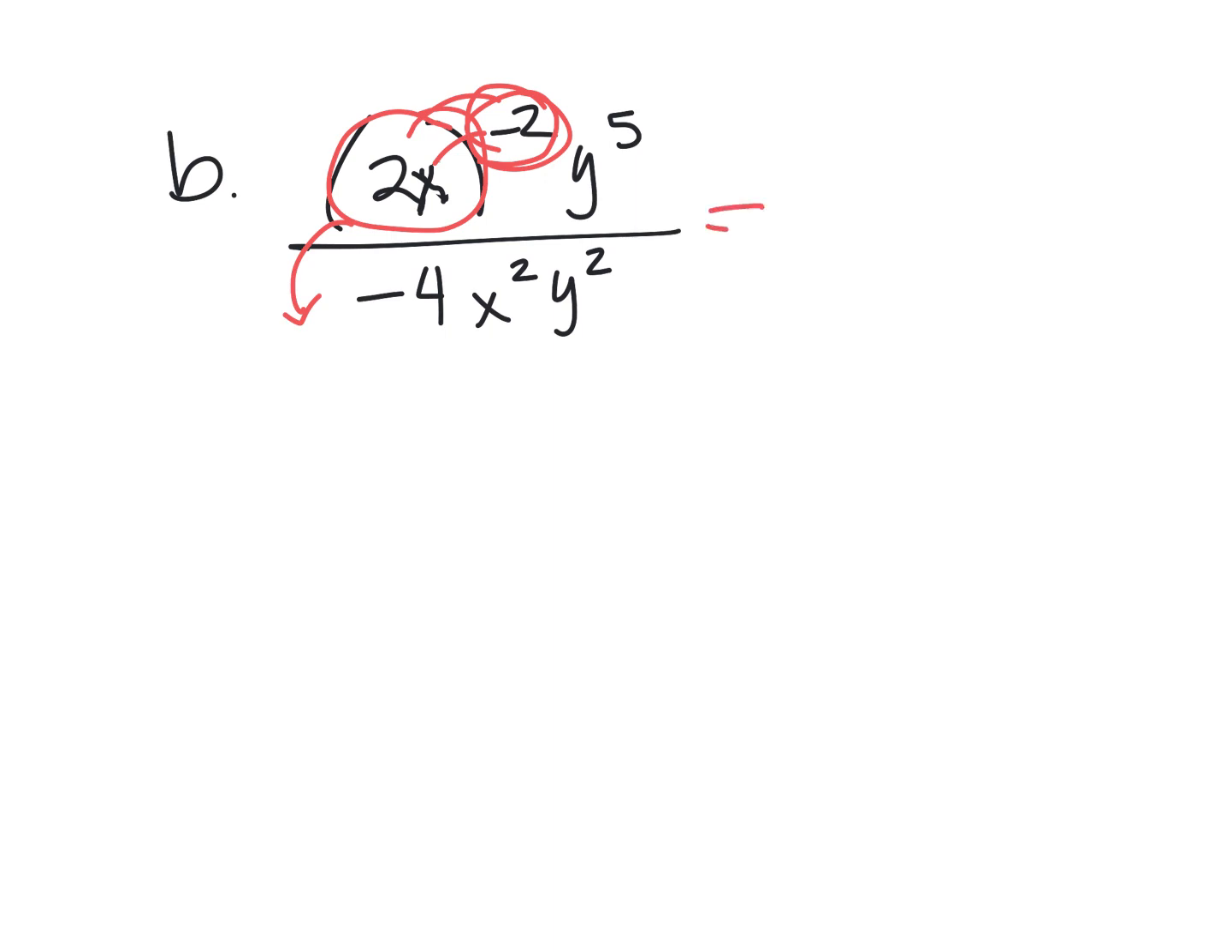So I can simplify this. The y just stays there, y to the 5. And I can have 2x, all of that to the power of negative 2. And then I just keep writing negative 4x squared y squared. So all I did was take that whole term, since it had a negative exponent, and move it to the bottom. Oh, it should be positive, not negative, because I moved it to the bottom. So then that becomes a positive 2.